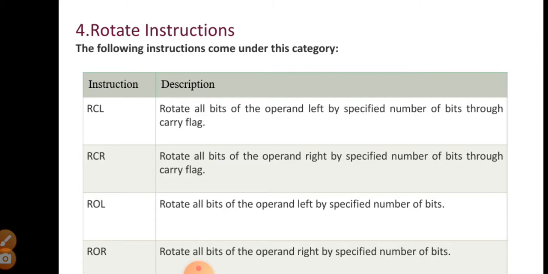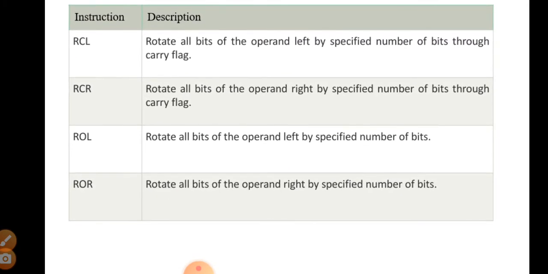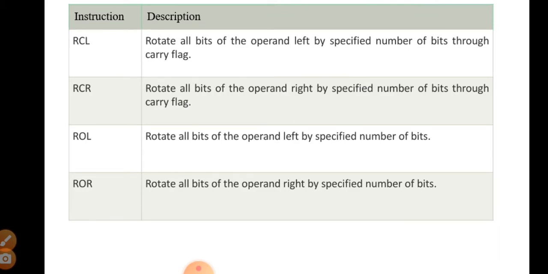Now RCR rotates all the bits of the operand at the right side by the specified number of bits through the carry flag. ROL rotates all bits of the operand left by the specified number of bits. Now ROR again rotates all bits of the operand at the right side by the specified number of bits. L means left side and R means right side.